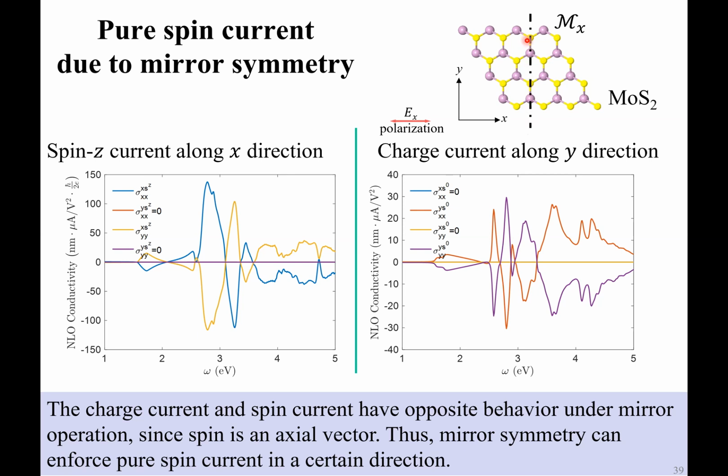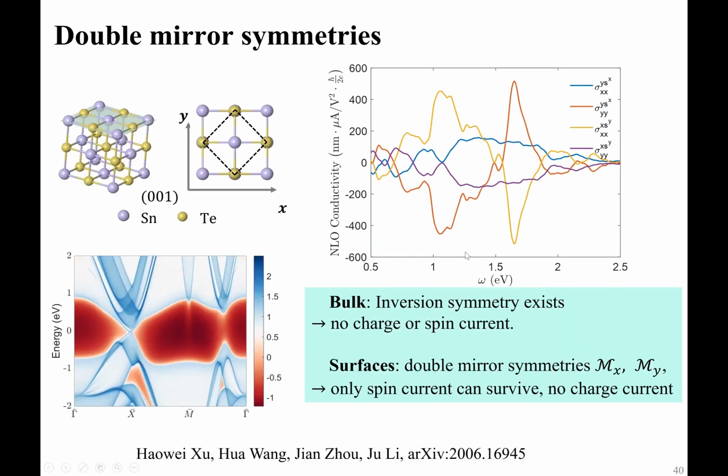So when we take molybdenum with a mirror symmetry in X, under this EX polarization, we're going to generate a spin up, spin down, spin current in the X direction. But we're going to have a charge current along the Y direction. That's constrained by the mirror symmetry.